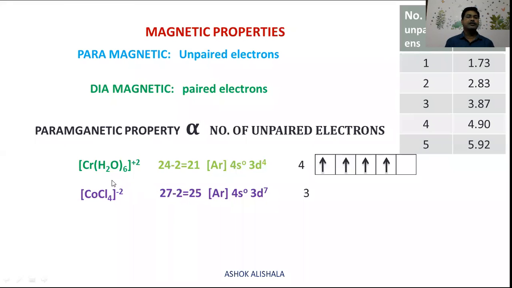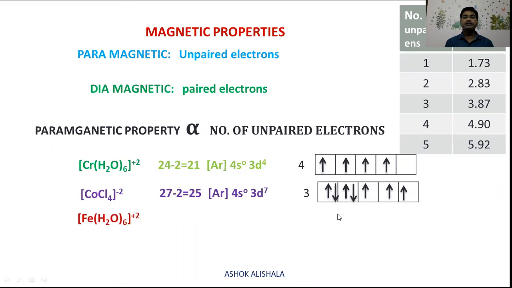See, this chromium has 4, and cobalt has 7 electrons, because it is 27 minus 2, so 7 electrons are there in the d orbital. You can have the 7 electrons filled like this. So what happened here, there are only 3 unpaired electrons.